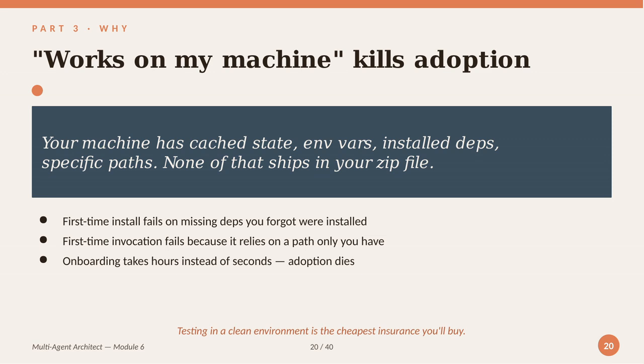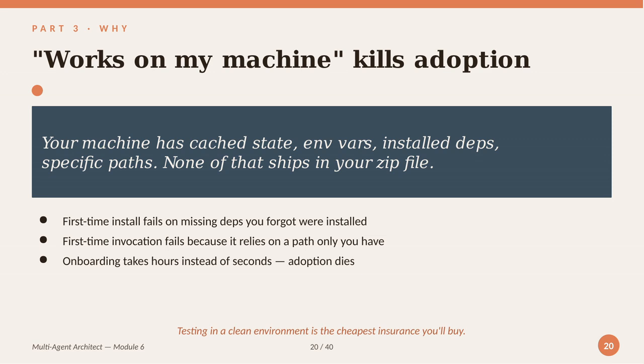Three failure modes hit the first user. First-time install fails on missing dependencies you forgot were installed. You typed npm install 10 years ago for a different project and the dependency is still there. The user gets a cryptic error and no idea what's missing.